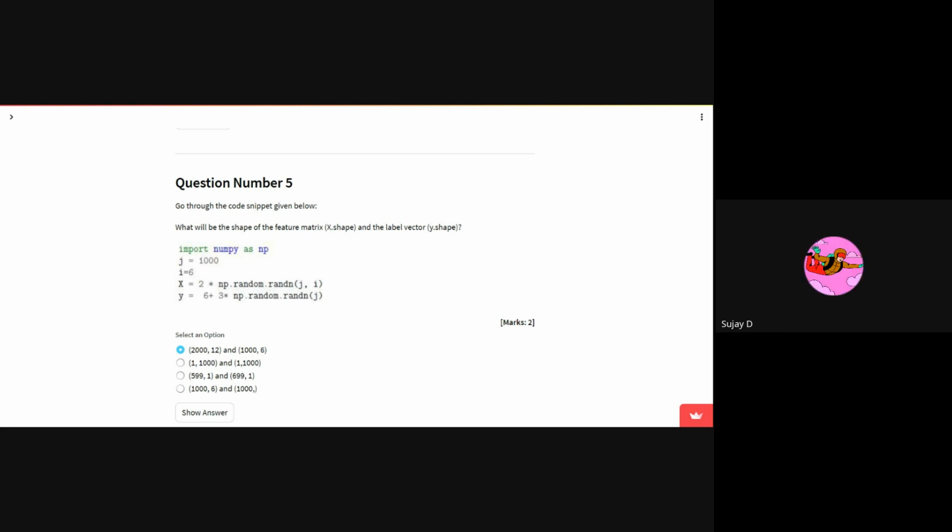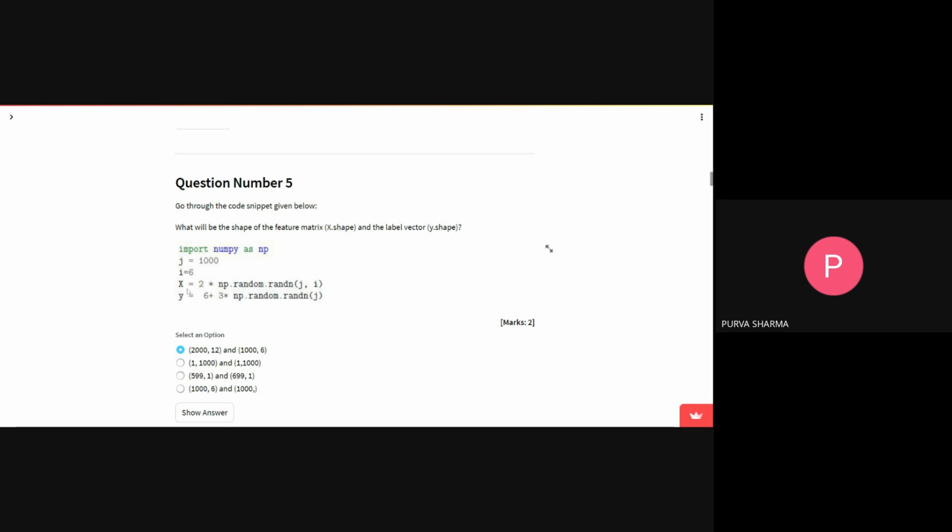So what is the answer for this? I think it is the last one, 1000 by 6 and 1000. But y is a vector. I think it is 1000 by 6. Where is this algebraic manipulation? Okay. So what is the answer? Last option. Last option. Correct.